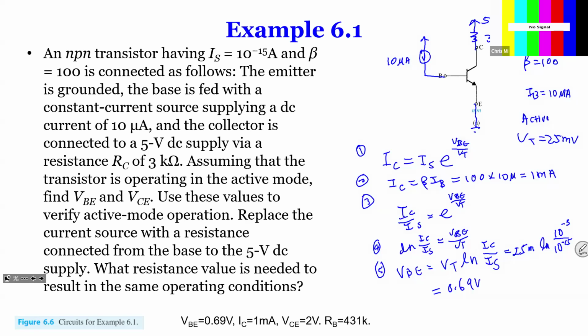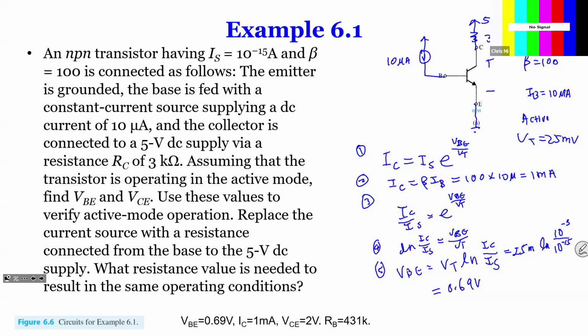0.69 volts. This is actually not bad. Remember we said 0.7, right? Which means this is pretty close. So 0.69 volts is the actual voltage. If you had assumed that VBE is 0.7, it wouldn't be too wrong. But of course, for this particular problem, you cannot assume 0.7, because we're asking you to solve for VBE. Once we find VBE, we need to find VCE.